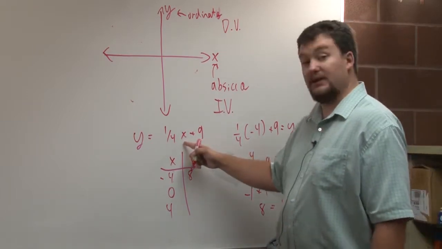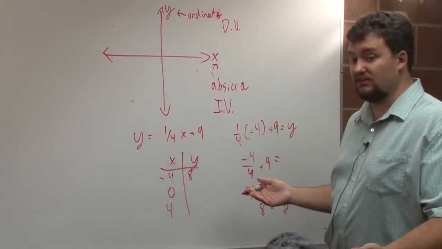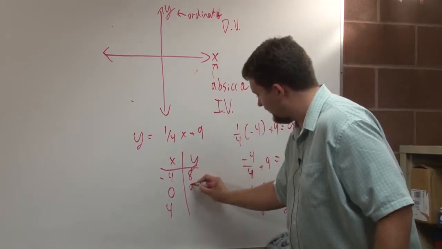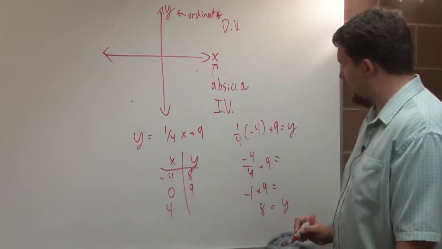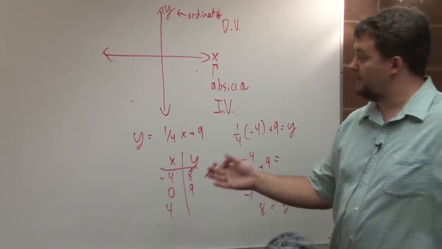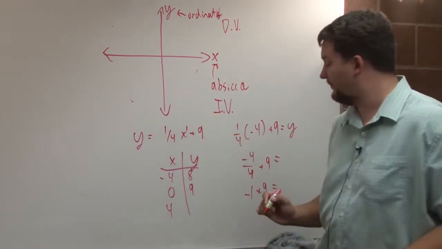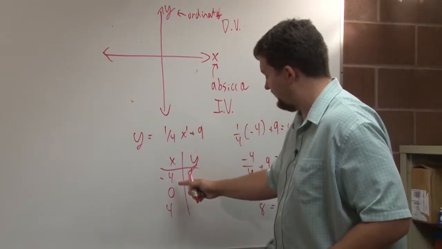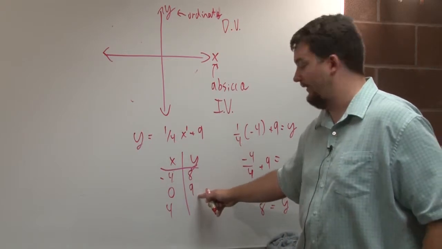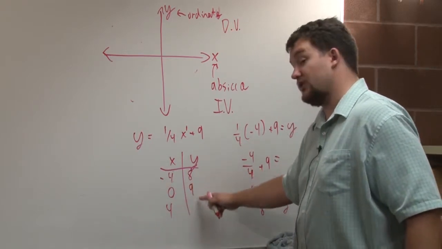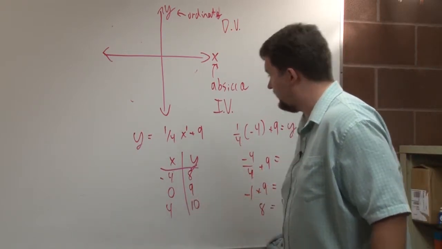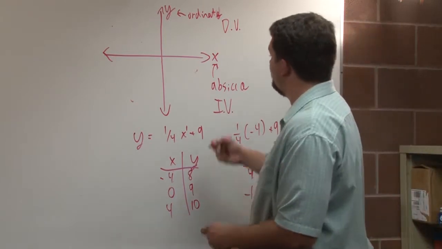So if I plug a 0 in, the 0 is a little easier. 0 times anything is 0. And then add 9, we have a 9. And I can start to see a trend because I know this is a linear relationship because that exponent is 1. Which means that as this goes up by 4, this goes up by 1. And this one went up by 4, so this one should also go up by 1. So that should be 10. And then we can graph it.